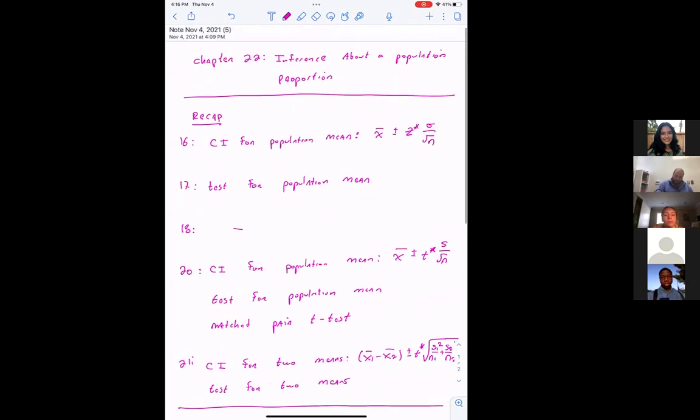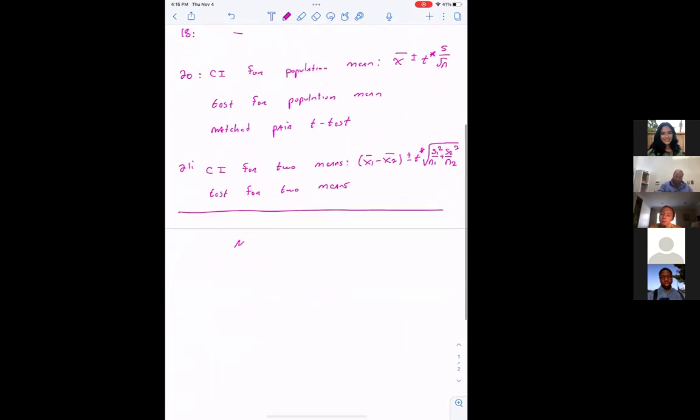And now we're going to work with proportions. So what we do now in chapter 22 is inferences about a population proportion. Proportions are always percentages. What percent of people believe this? What percent of people do that? What percent of this? What percent of that? Which means the values that we're looking for are always going to be between 0 and 1, 0% to 100%, 0 to 1. So now for chapter 22.